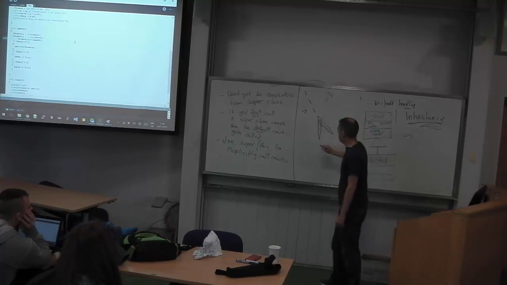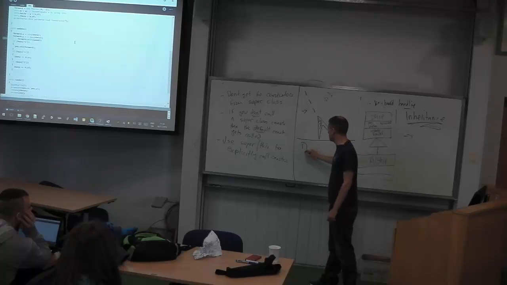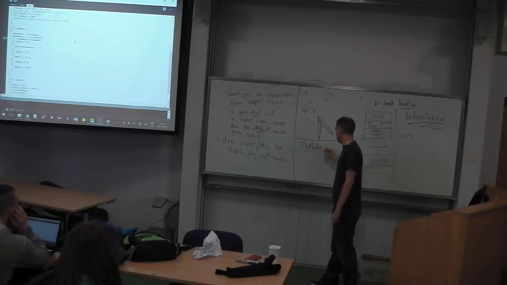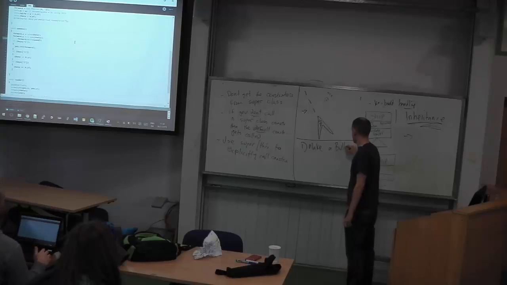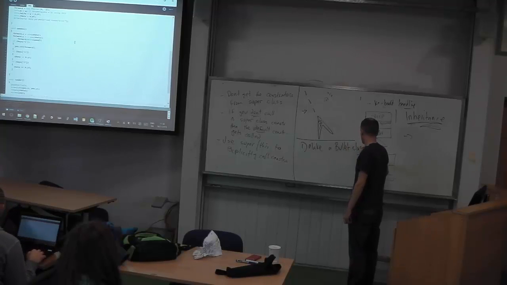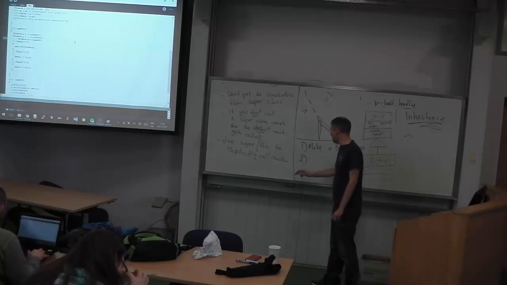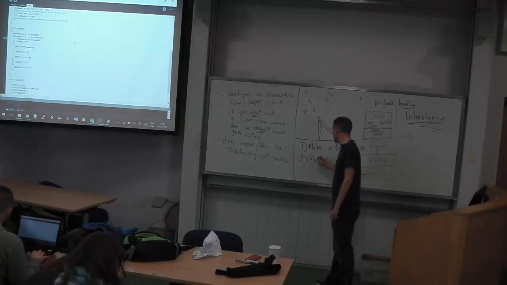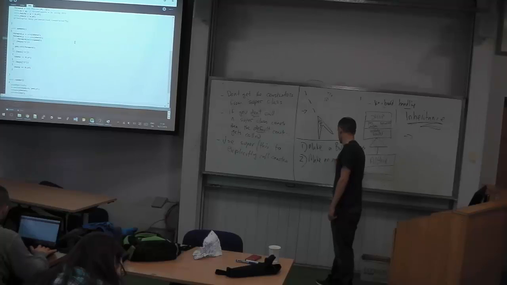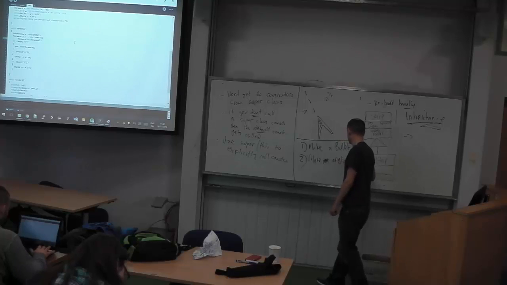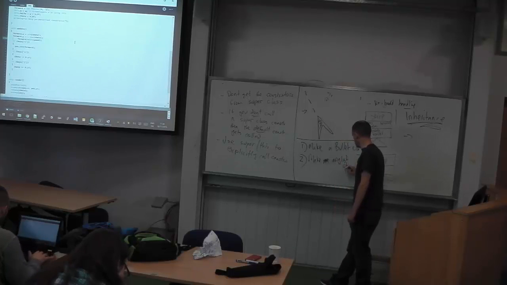First thing we need to do is we need to make a bullet class. Make a bullet class, right? Second thing we want to do is I need to make an array list. Let's make an array list of bullets.